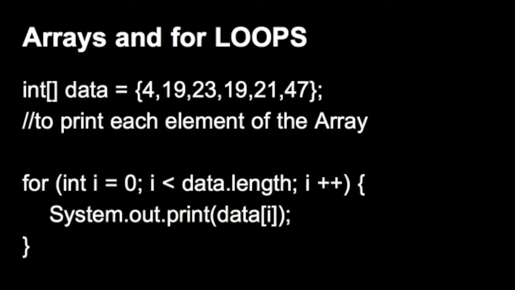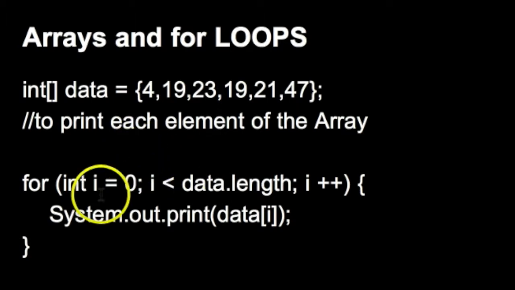Now, arrays and for loops. So a cool thing that you can do with for loops is loop through the elements of an array, and you can manipulate the array and get certain data out of that. So this says int array data is equal to 4 and the contents of that array. And what we can do is use a for loop to print out each element of that array on one line.